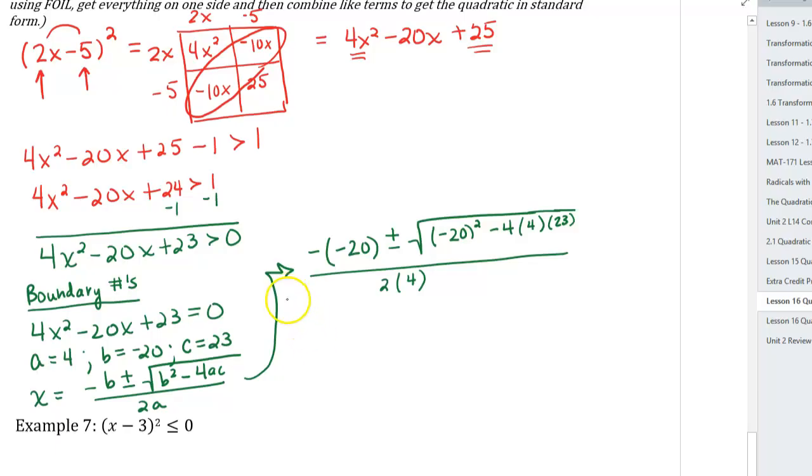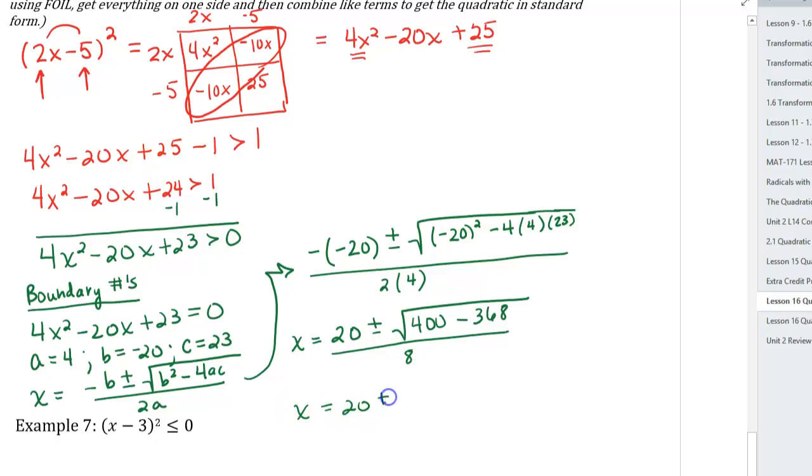Whittling away at this, you get x is equal to 20 plus or minus the square root of 400 minus, and 4 times 4 is 16, and 16 times 23 is 368, and that's all over 8. So this is going to give me 20 plus or minus the square root of 32 all over 8.